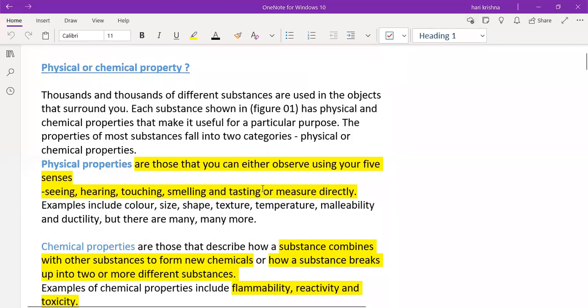What is the meaning of malleability? Sir, malleability is like if there is a rod, and if you smash it, the rod turns into a thin sheet. That's all.